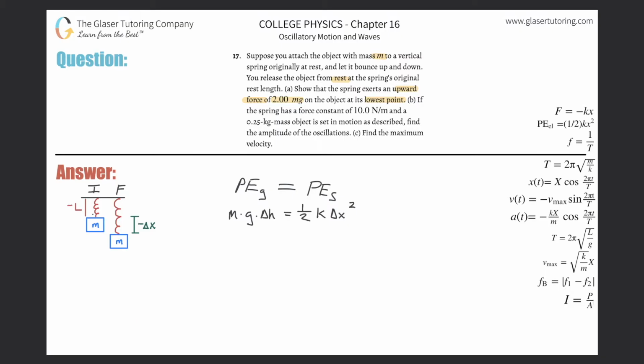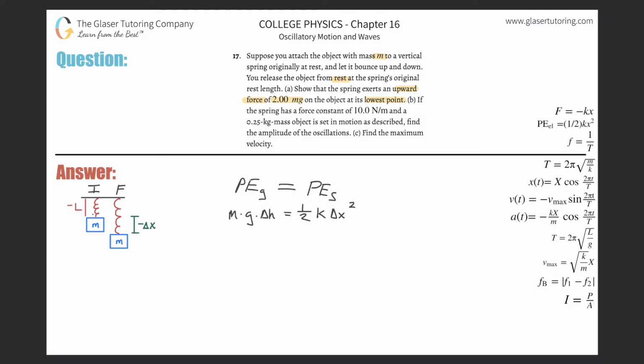So the next step in the problem is going to be to realize that this change in height, or the difference in height between the initial point and the final point, is literally the same thing as the change in x, right? I could have called this y. Maybe that would have been a little better. I'm just keeping it x. It doesn't really make a difference, as long as you understand that the change in height from the initial point to the final point is exactly equivalent to the change in length of the spring from its equilibrium point.